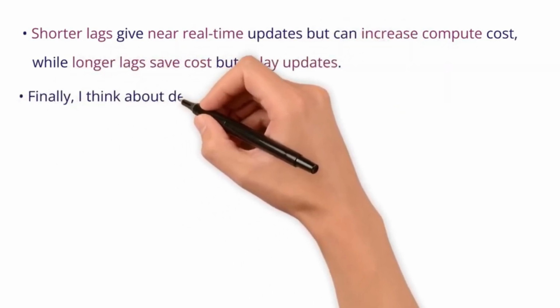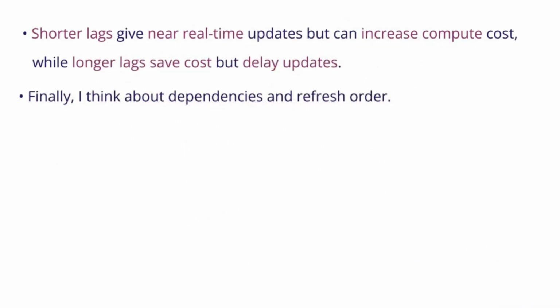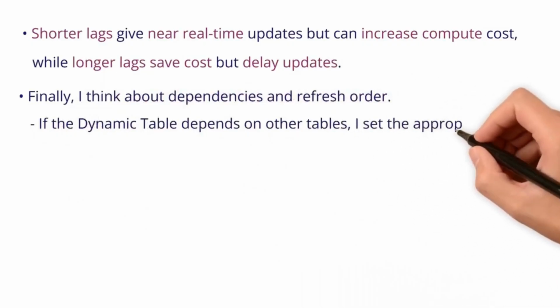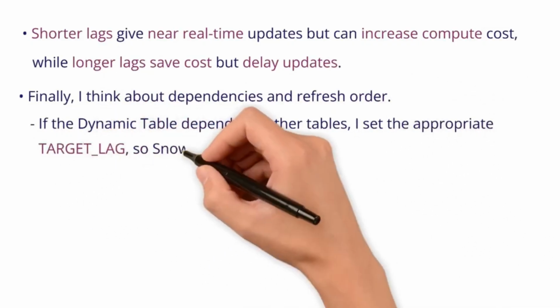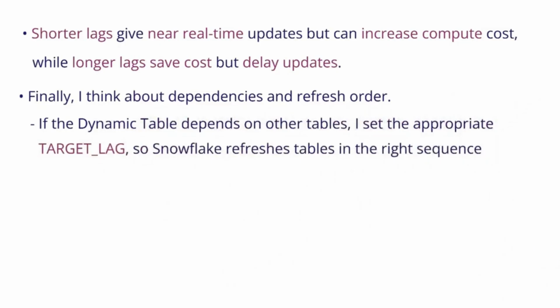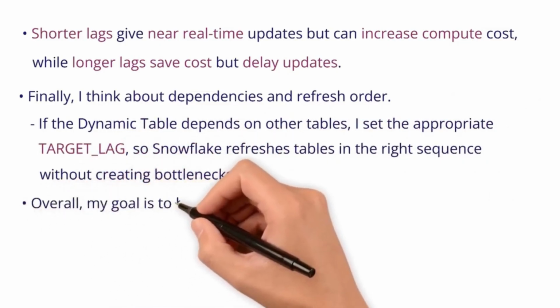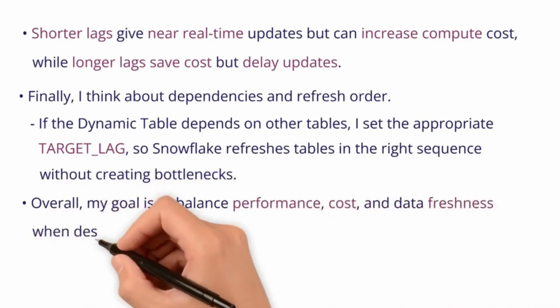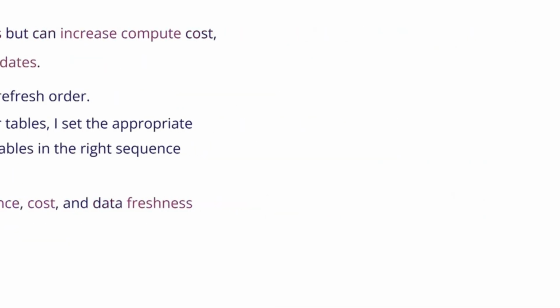Finally, I think about dependencies and refresh order. If the dynamic tables depend on other tables, I set the appropriate target lag so Snowflake refreshes tables in the right sequence without creating bottlenecks. Overall, my goal is to balance performance, cost, and data freshness when designing dynamic tables.